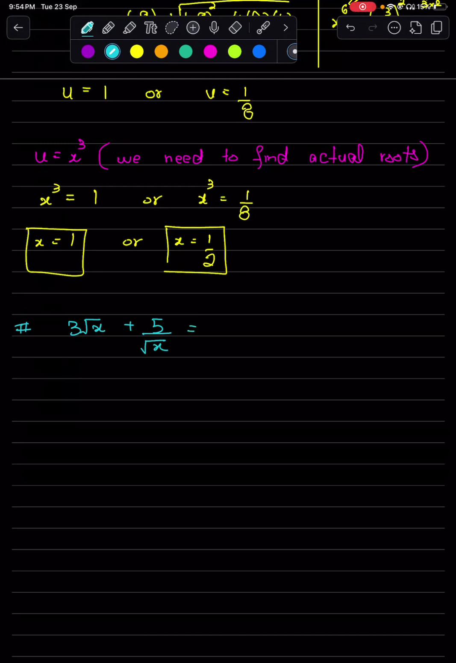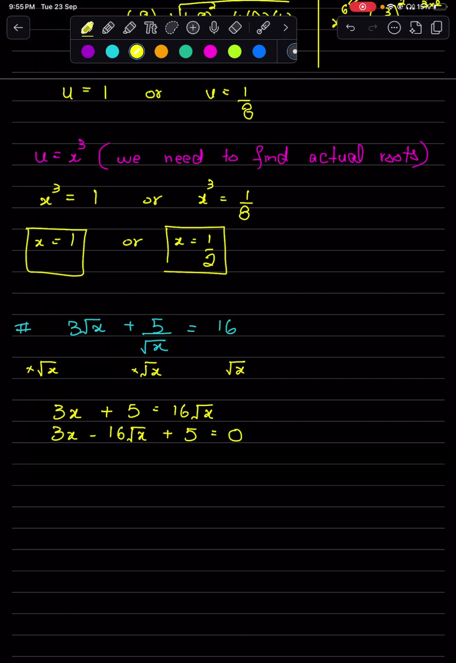So whenever we have a fraction, what do we need to do first? We need to get rid of the fraction. So I am multiplying every term with root of x. Is that clear? Any problem till here? Is equal to 16 root of x. If I rearrange it, 3x minus 16 root of x plus 5 is equal to 0.